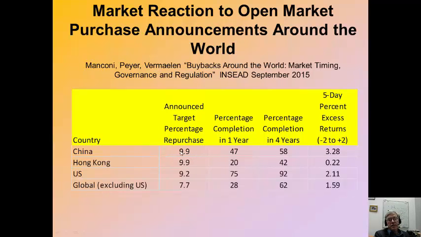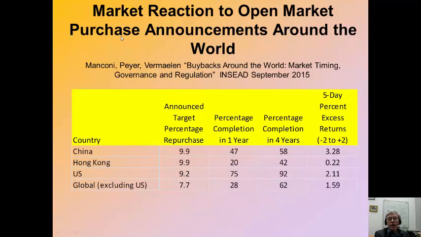Open market purchase programs of both China and Hong Kong average 9.9% of shares. Now this corresponds to the maximum percentage that regulators allow Hong Kong and China listed companies to repurchase. In the United States and globally, the average announced repurchased amounts are 9.2 and 7.7% of outstanding shares. The percent completed within the first year of the program ranges from 20% up to 75%, and the percentage completed at the end of 4 years in the repurchase programs ranges from 42% to 92% of the target repurchase amount.